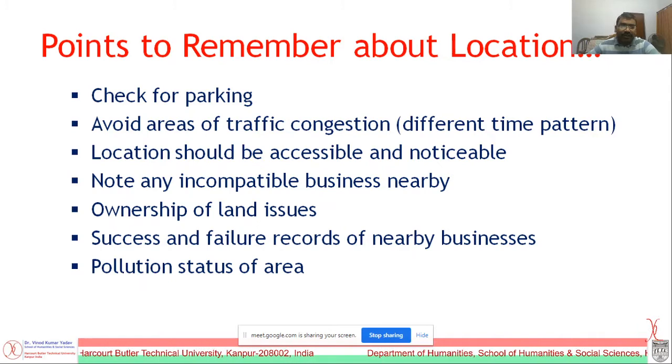Success and failure record of the nearby businesses, that is very important. If you look at that, most of the businesses in that area are not very successful, and the people who start business migrate from that area. More failed businesses are there. So you must understand and study, review your choice, because there must be some hidden factor which you are not trying to understand.